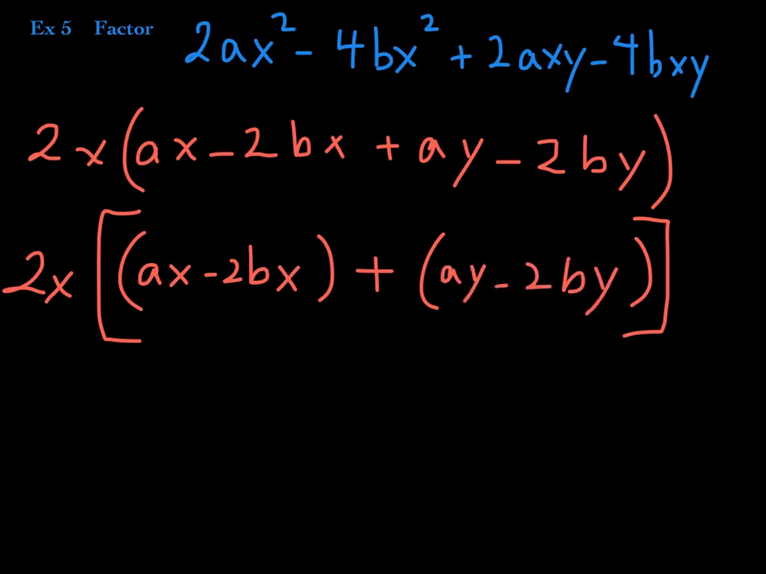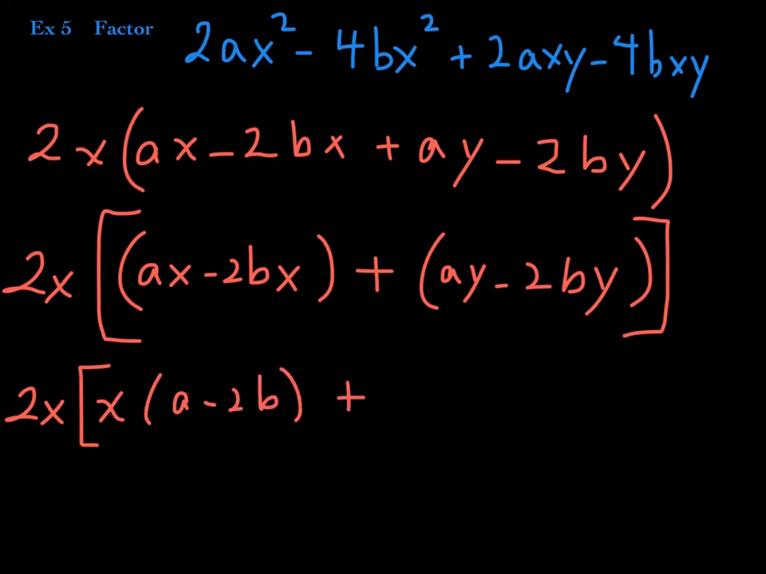Now, you can group these 4 terms differently, but I just have a tendency of doing it this way. All right? Next, bring down this 2x. Look at this group, and what's their GCF? What do they have in common? X. So factor out the x. That would leave you with a minus 2b.